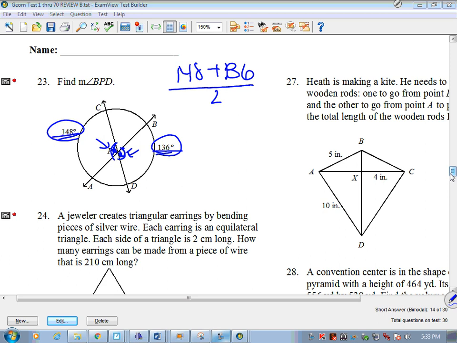So 148 plus 136 is 284, divided by 2, which should be 142 degrees, which matches up with the fact that they're obtuse angles. Divided by 2, 142 degrees. Matches our paper here, 142. So we're going to say the measure of angle BPD equals 142 degrees.